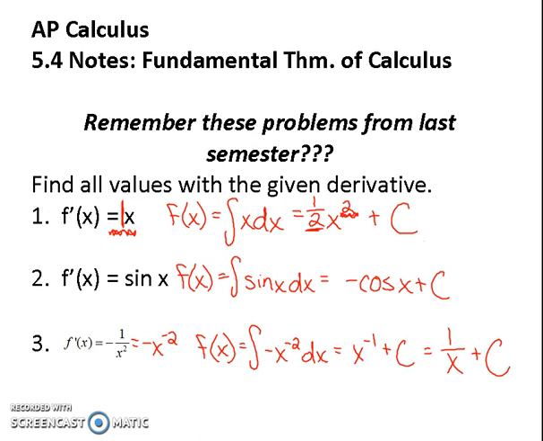Okay, so if you look at my work there, then hopefully you realize that for number 2, if f prime of x is equal to sine of x, then the original function is negative cosine of x plus c. You always want to put that plus c at the end of indefinite integrals. And then for f prime of x equals negative 1 over x squared, I rewrote that as negative x to the negative 2. And then I could use the reverse power rule on it, just like I did on number 1. So you end up with x to the negative 1 plus c, or 1 over x plus c.